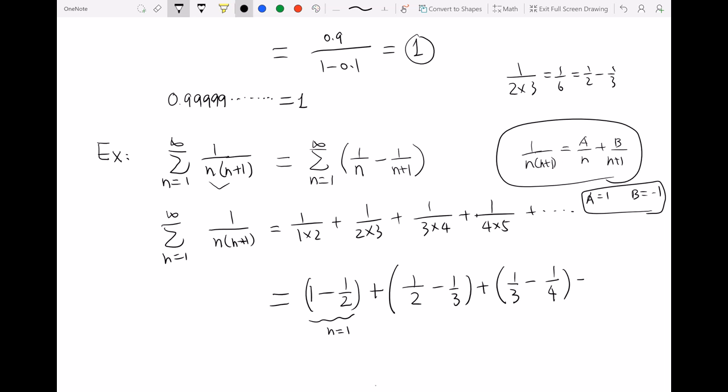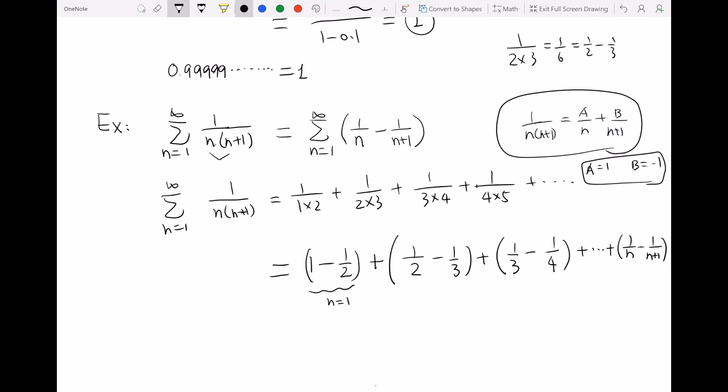We'll continue. I remember that one of the students said to cancel the 2s and the 3s and all of those. Okay, so this is how you cancel it. You probably had an idea of this one, but this is the right way to cancel it out. Then you have -1/2, +1/2, -1/3, +1/3, -1/4, +1/4. So you cancel all of the middle ones. The last one is 1 minus 1 over n plus 1.